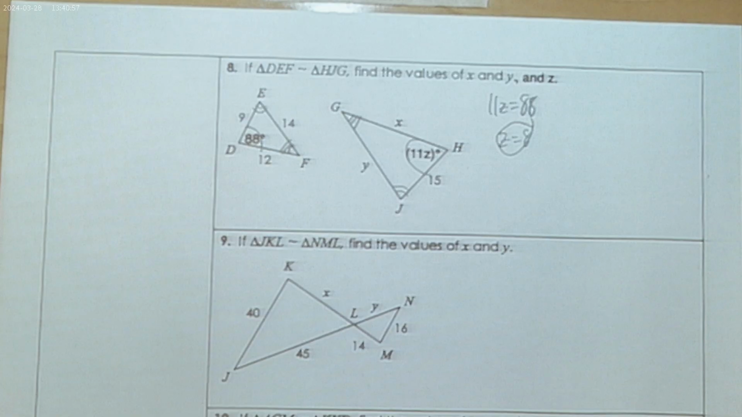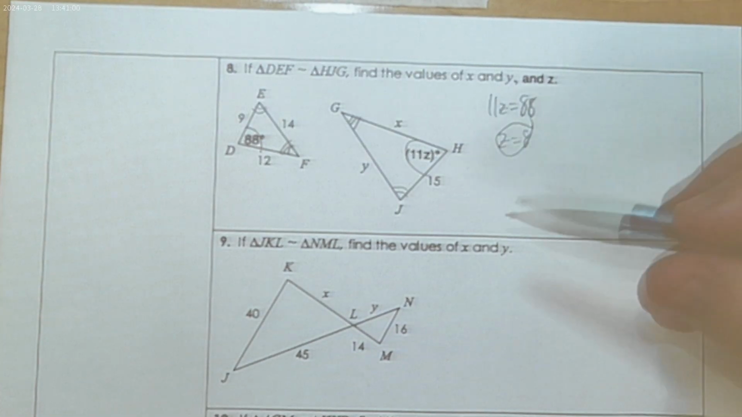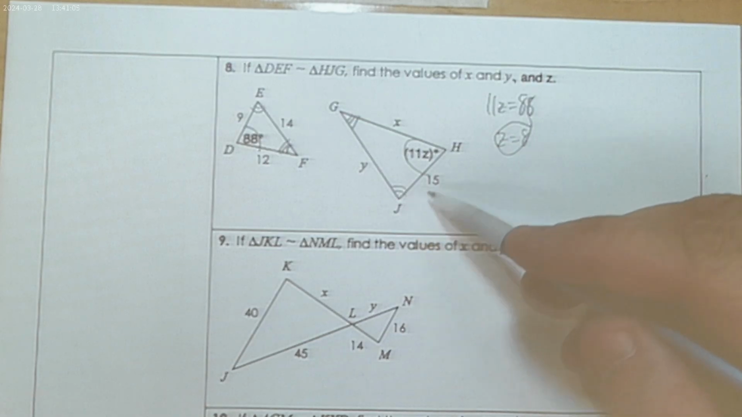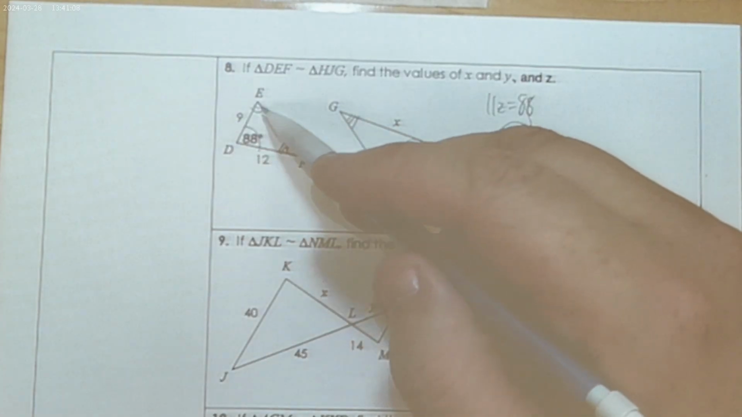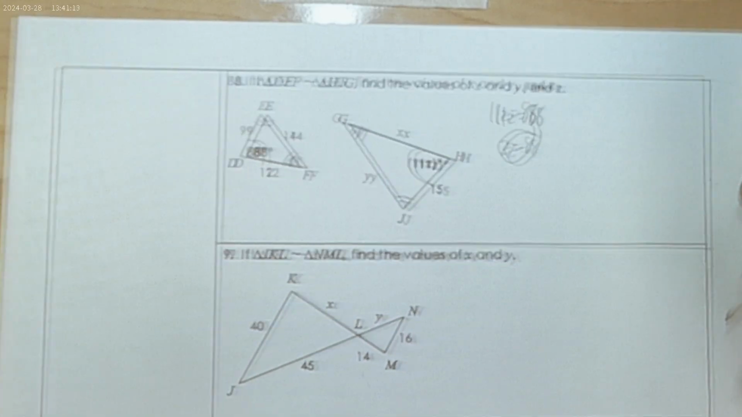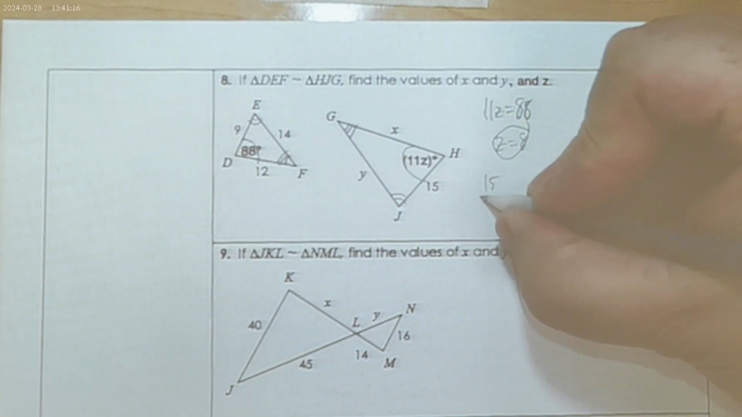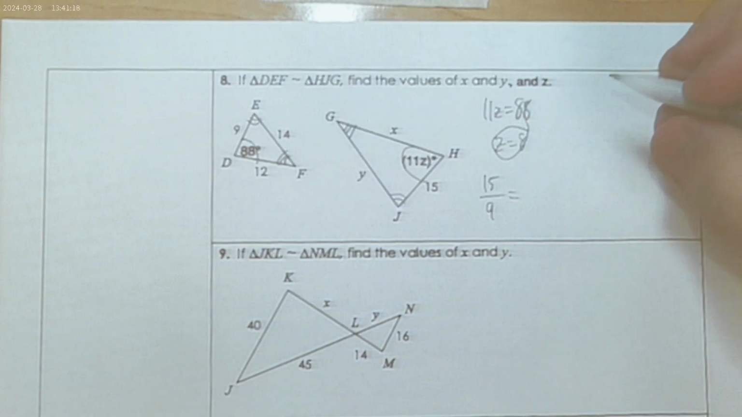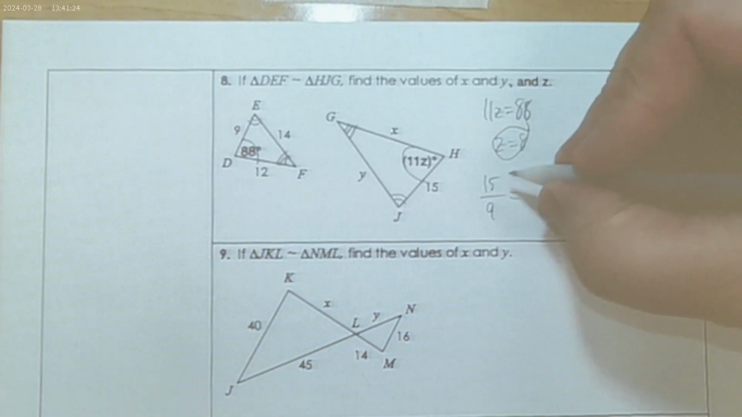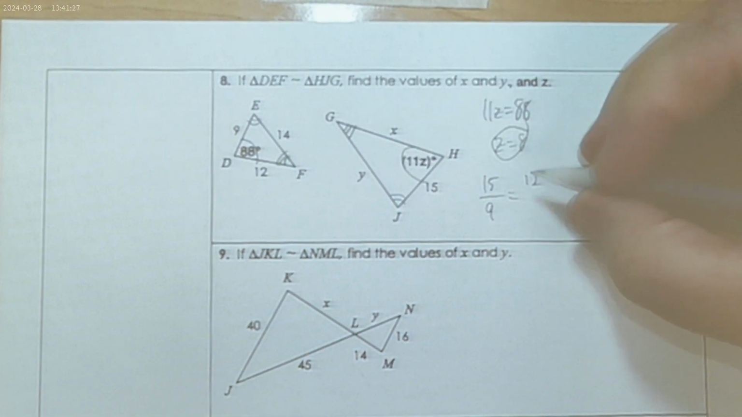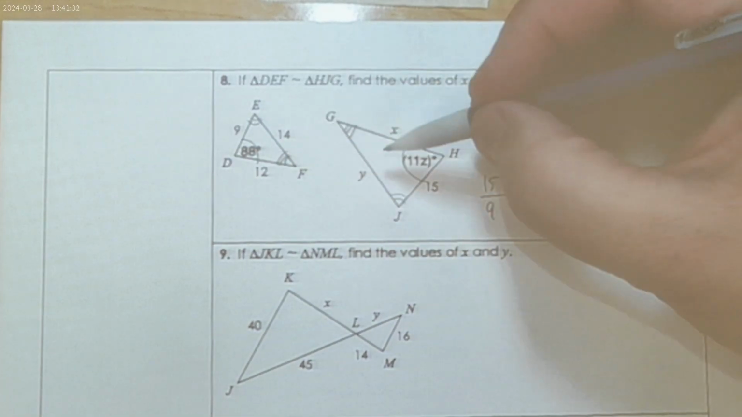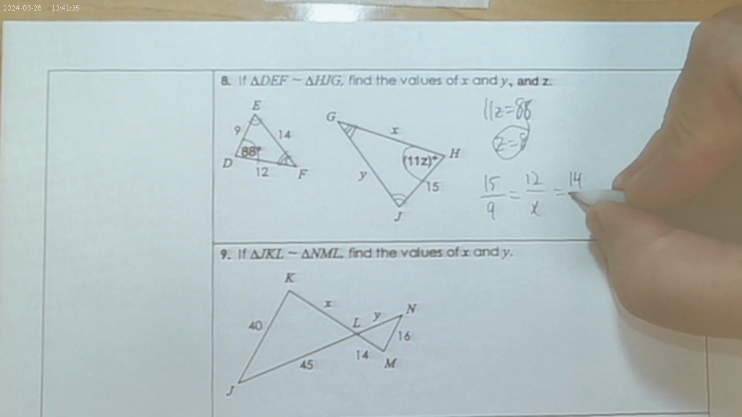All right, now I've got to worry about x and y. Well, what I have here, I have a number between angles 1 and 2. I've got 2 numbers. So what that means is I can set this up so that 15 goes to 9 as, let's see, I've got between 1 and 3, so 1 and 3 as 12 is to x, and as 14 is between 2 and 3 is to y.